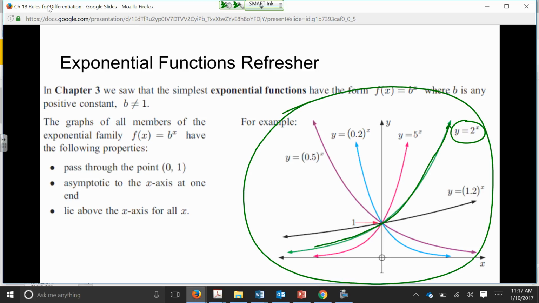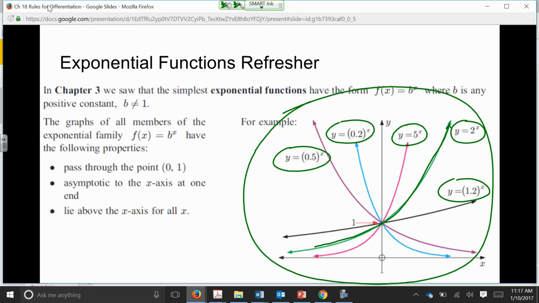If the base is a larger number, like 5 to the x instead, then it grows more rapidly, as you see here. Or if it's closer to 1, a little bit less than 2, you'll see that it grows less rapidly. If the b value were exactly 1, then you would just have a line. You can also have some exponential decay functions, 0.2 to the x or 0.5 to the x, and you see how they change as well.